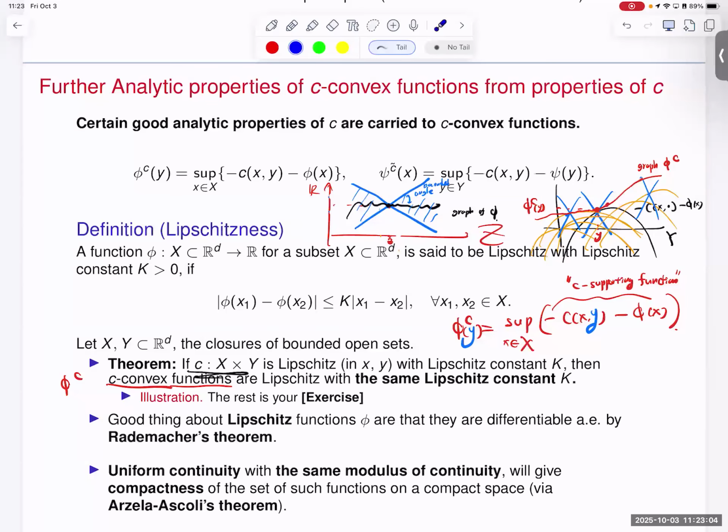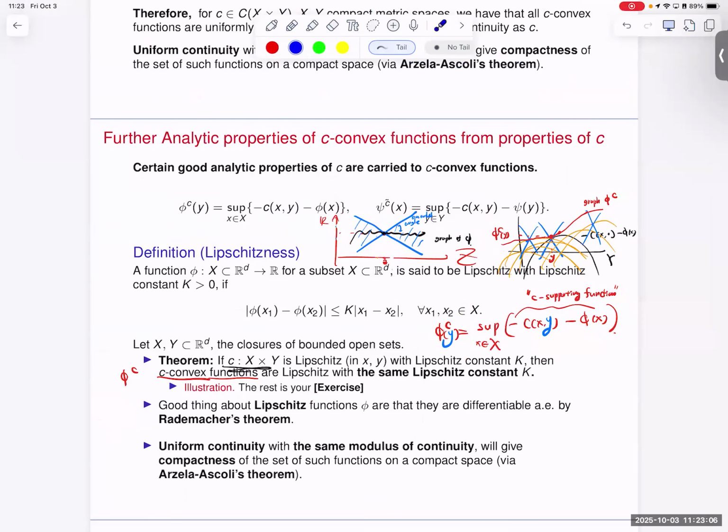Okay, good. So then as a result, you can work with Lipschitz cost function. What is the most important Lipschitz cost function? For example, C(x,y) is just the distance between x and y. This is a Lipschitz function with Lipschitz constant. What is the Lipschitz constant? 1. Okay. Then your C-convex functions with this cost function will have Lipschitz constant 1. Or it can be smaller, but not bigger. Okay.